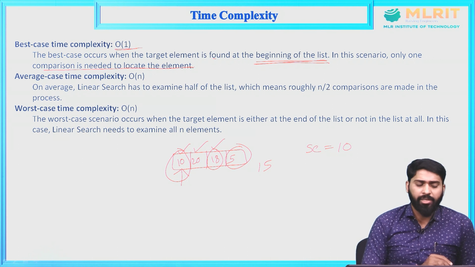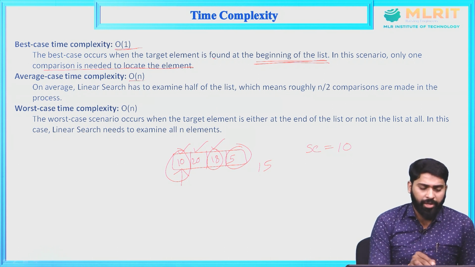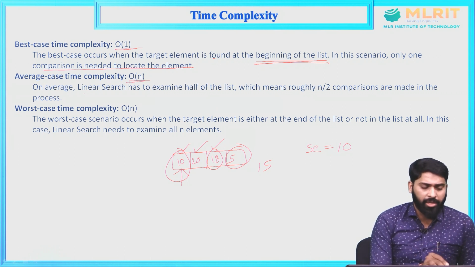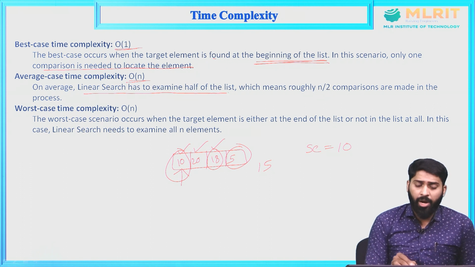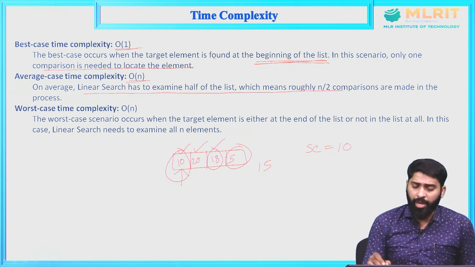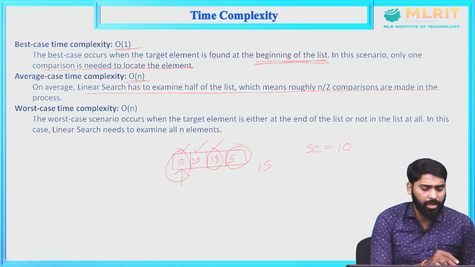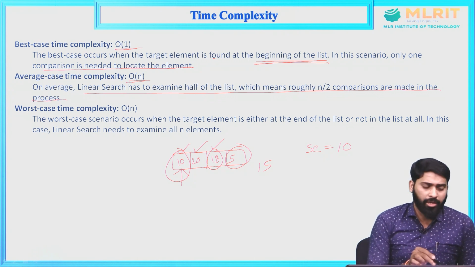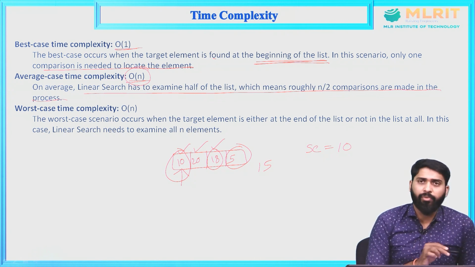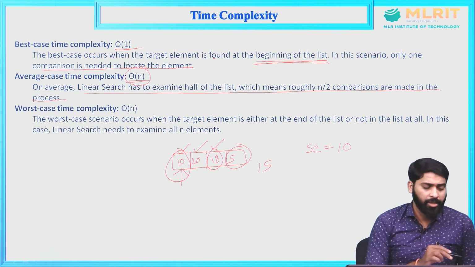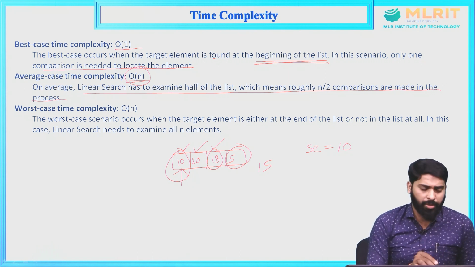So the average case time complexity is big O of n. On average, linear search has to examine half of the list, which means roughly n by 2 comparisons are made in the process. So the time complexity is big O of n for the average case also. So the worst case time complexity is big O of n.